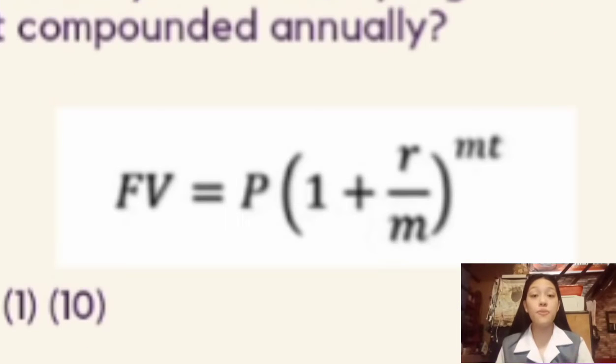We also have the formula for compound interest. The formula would be FV, or future value, is equal to the principal amount, open parenthesis, 1, that's the given, 1 plus rate over M, and close parenthesis, raised to M and time.